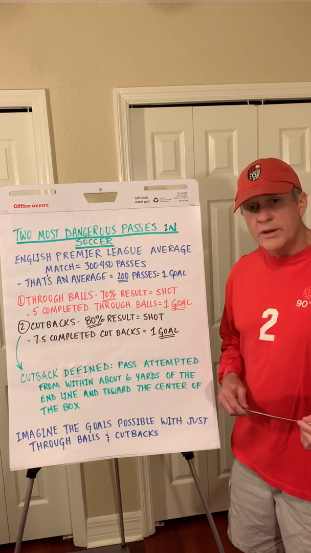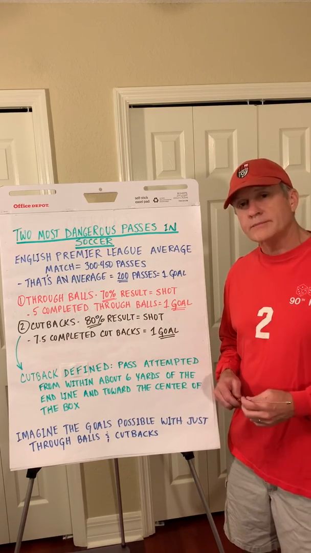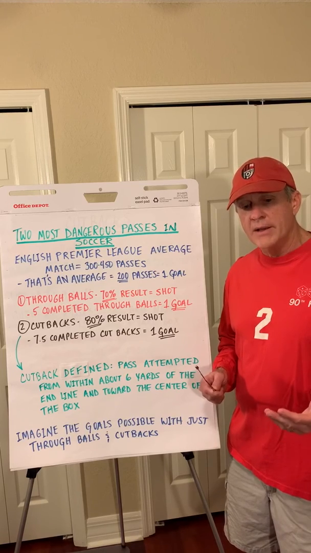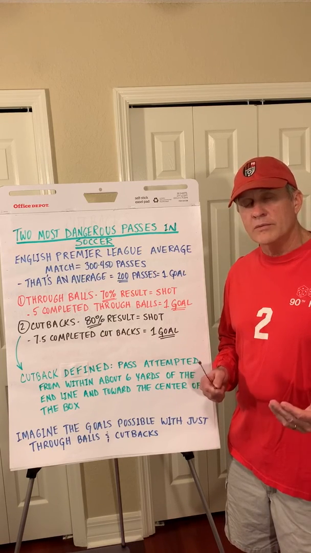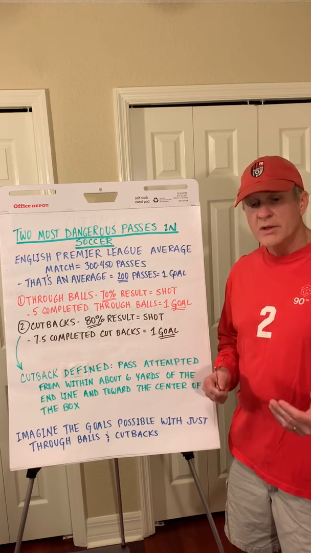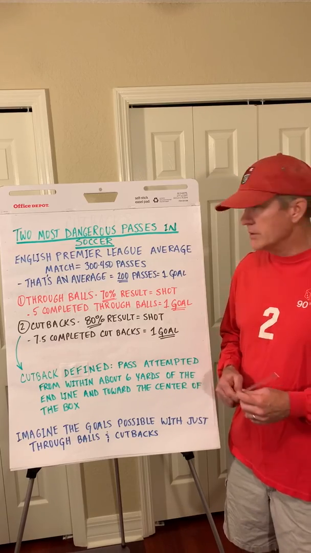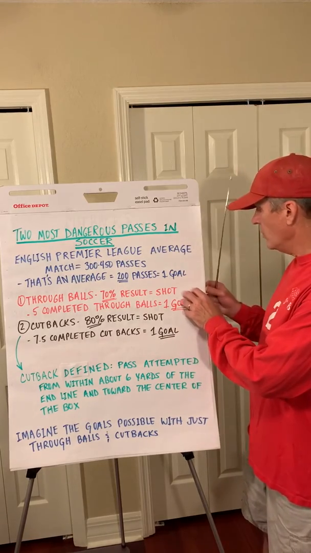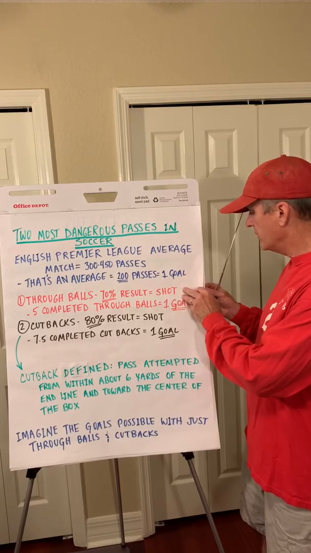Okay, so what is the definition of a cutback? The definition of a cutback is a pass attempted from within about 6 yards of the end line and toward the center of the box. But before we do that, let's talk about the 5 W's.